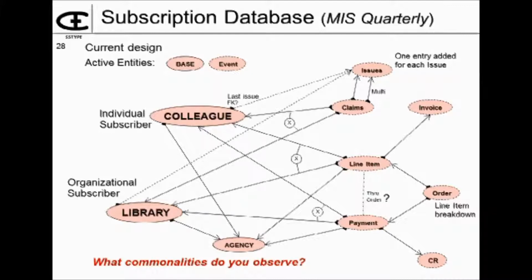Look at all three of them, agency, library, and colleague, all connect to claims, line items, and payments. In fact, what's the difference between a colleague and a library? Only the nature of the entity, because they have the same kinds of relationships with the other things in the model. Notice this is a subscription database, and is there an object here called a subscription? There is not. That ought to be a flag that something's wrong.